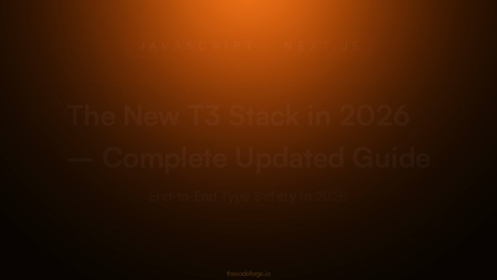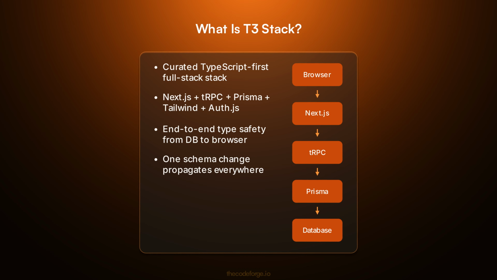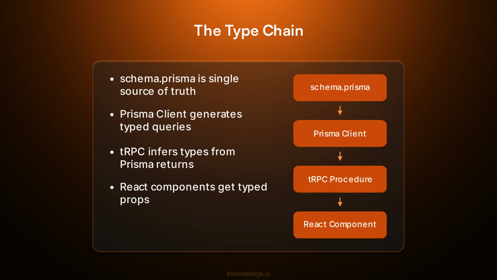that failure. The T3 stack is a curated set of tools that together provide end-to-end type safety from database to browser. Each tool solves a specific problem. Next.js for rendering, tRPC for type-safe APIs, Prisma for type-safe database access, Tailwind for styling, and TypeScript as the connective tissue. The type chain starts with your Prisma schema.